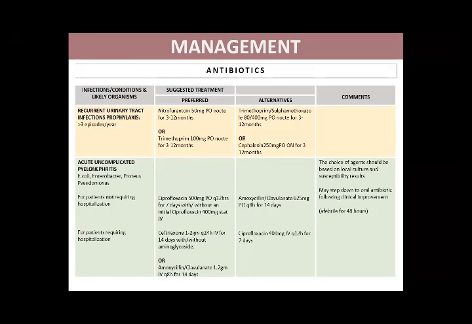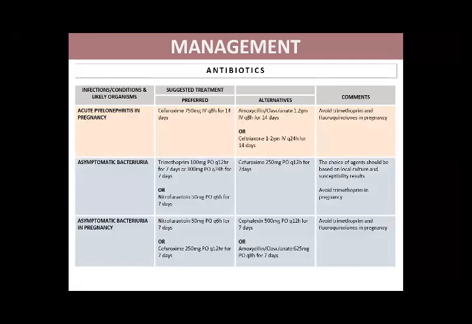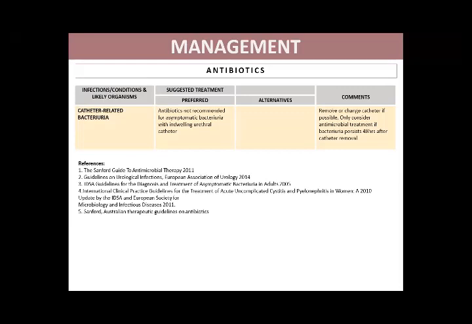The first 48 hours are very, very important, so you should start and pick the antibiotic and change according to culture and sensitivity. For acute pyelonephritis in pregnancy, cefuroxime is safe, 750 milligram IV, and for patients who need an alternative, amoxicillin clavulanic acid can be given.